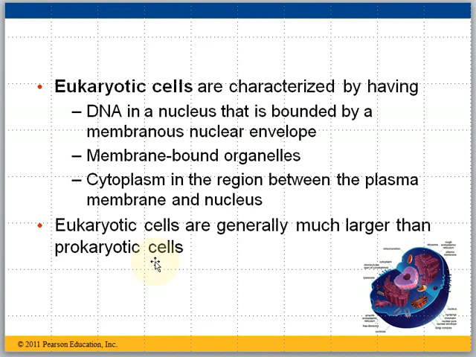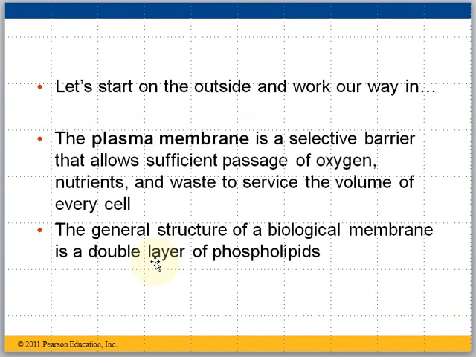They have cytoplasm, which is the liquid material in between the plasma membrane and the nucleus. And eukaryotic cells tend to be quite a bit larger and more complex than the prokaryotic cells. So why don't we start on the outside and work our way in. The outside of the cell is made up of this plasma membrane, and it's basically kind of like the guard.